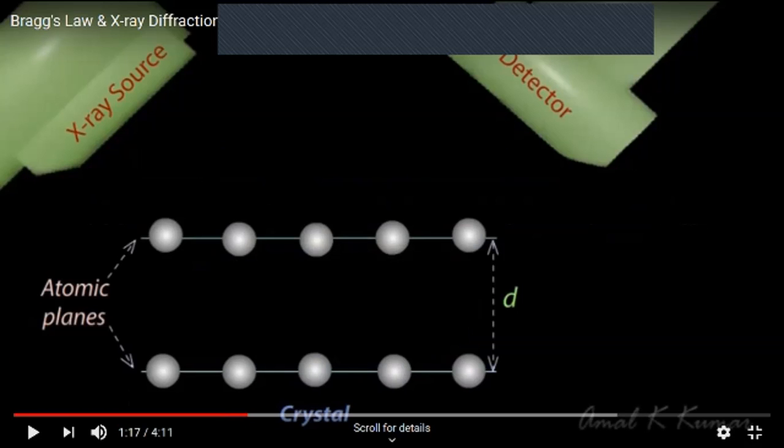The d-spacing is the distance between the atomic planes. And by the way, the distance between the atomic planes is inversely related to the angle between the incident X-rays and the atomic plane. So they're inverse. A high theta is a small d-spacing. A low theta is a large d-spacing.